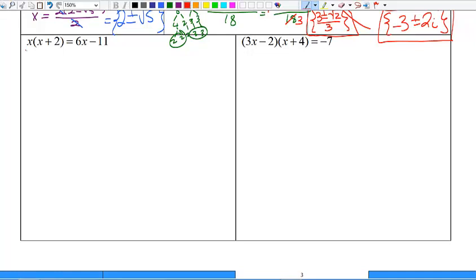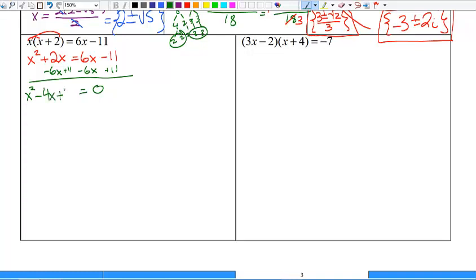Okay, so on this next one, it is not yet in standard form. So what I want you to do is distribute to get x squared plus 2x. And now we're going to put it in standard form by subtracting 6x from both sides and also adding 11 to both sides. So that successfully gets me 0 on the right hand side. On the left, I'm getting x squared minus 4x plus 11.